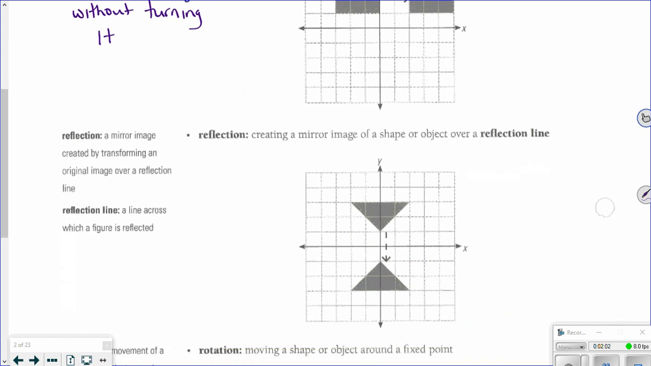A reflection is when we create a mirror image of a shape or an object over a reflection line. This is like if you were in elementary school and you ever made butterflies and you painted on one side of the wings, you folded it in half and you got paint on the other side. That was creating a mirror image or a reflection. This is the same thing here. If I look at this triangle up top, if I could fold this piece of paper directly in half along this x-axis, it would end up over here. So a reflection is a mirror image created by transforming the image over a reflection line, and a reflection line is a line across which a figure is reflected.